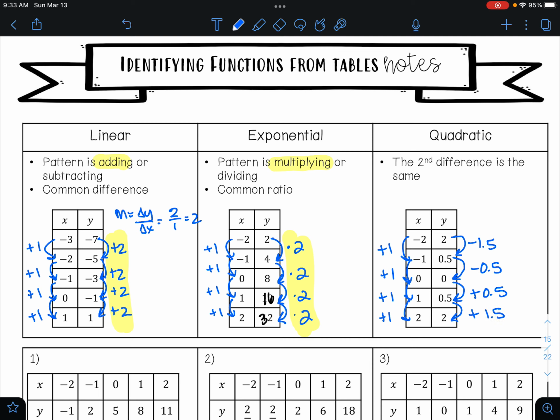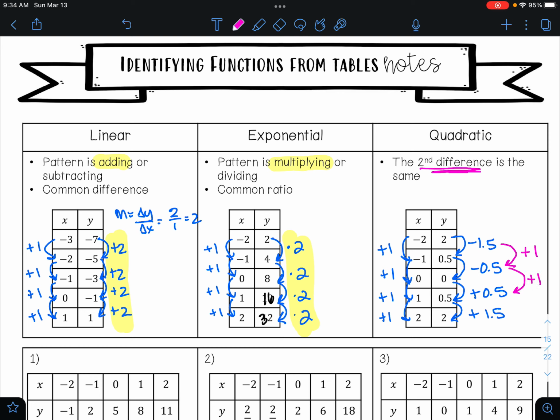What we're going to look at next is something called the second difference. And so we're going to look at the pattern between here. So how do I go from -1.5 to -0.5? Well, I add 1. How do I go from -0.5 to +0.5?